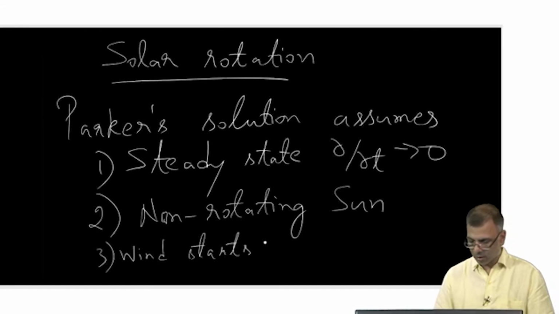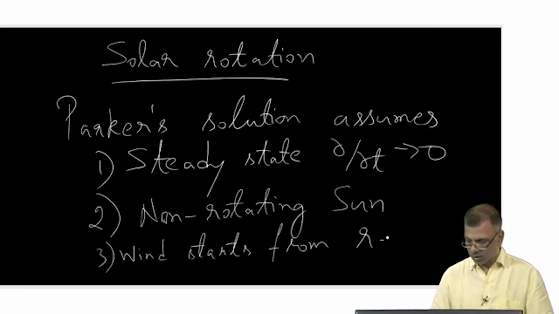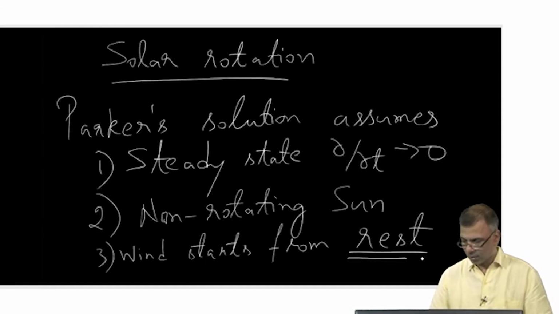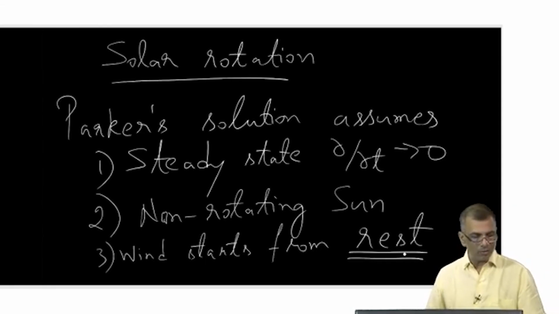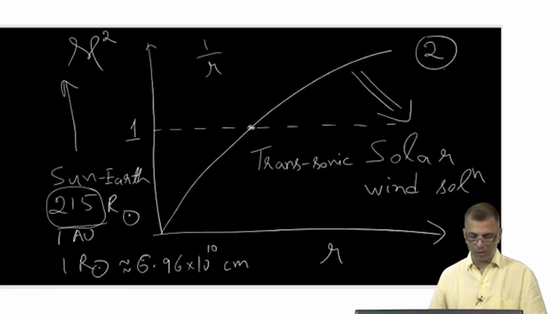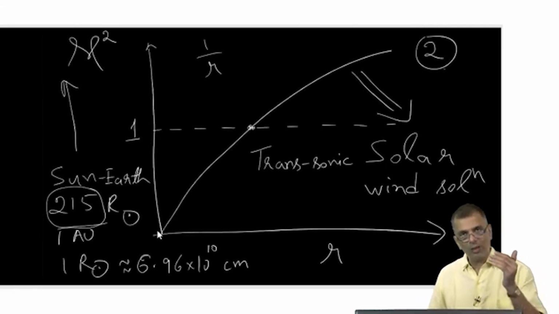The other thing is that Parker's solution also assumes that the wind starts from rest. In other words, the initial velocity of the solar wind is strictly equal to 0. That is the reason a traditional solution, this kind of solution, actually starts from 0. But surely that is not the case. Surely, because there is some finite pressure, the wind cannot be starting from 0. So, the following discussion is taken from a paper also by Shivamogi, but it is a different paper.